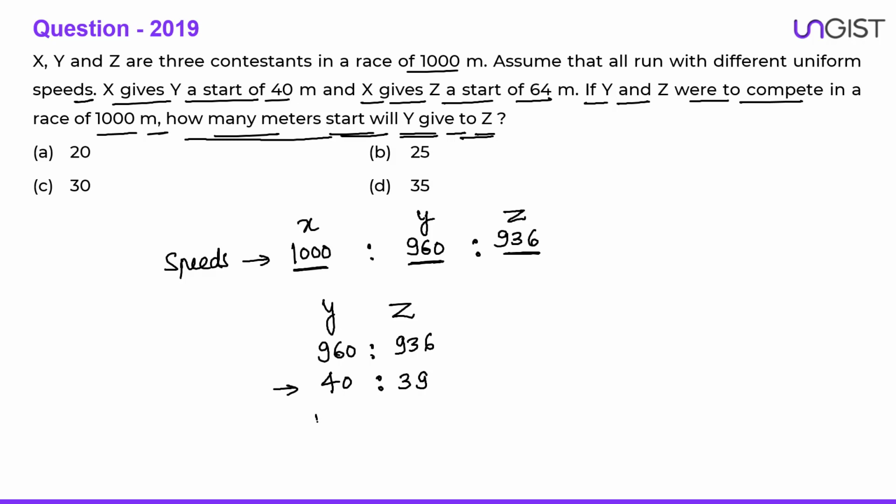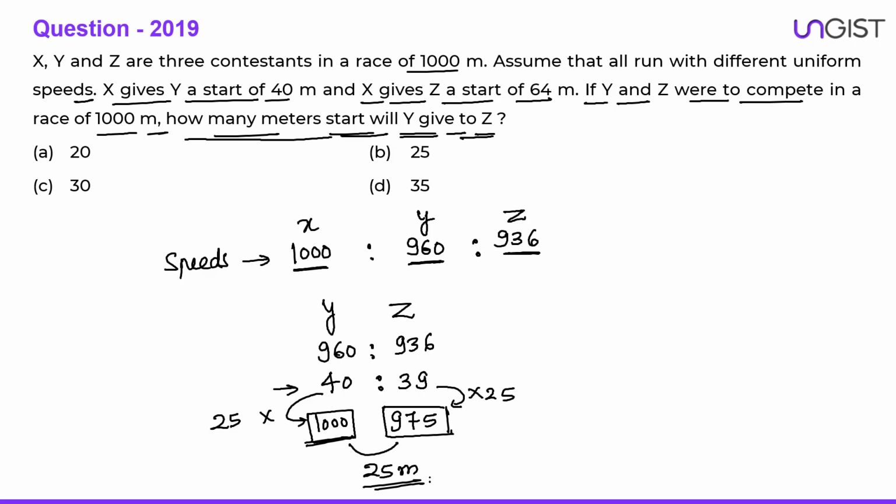So since Y is running 1000 meter, just make this 1000. So this is 25 into 40. 25 into 40 will give you 1000. So we have to multiply both the numbers by 25. So this is 25 into 39. 25 into 39 will be 975, right? So when Y runs 1000 meter, Z will cover only 975 meter, right? So the difference between these two is 25. Okay, so it means Y gives Z a start of 25 meters, right? So option B is the correct choice.